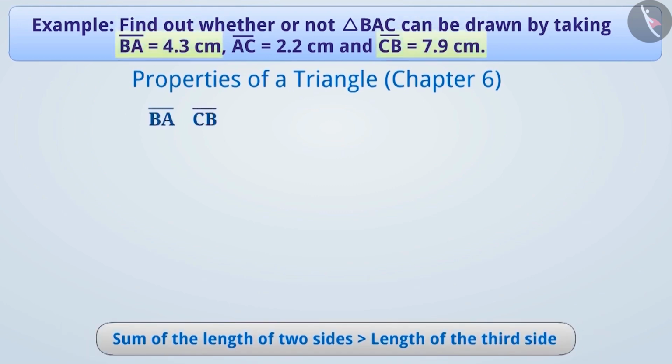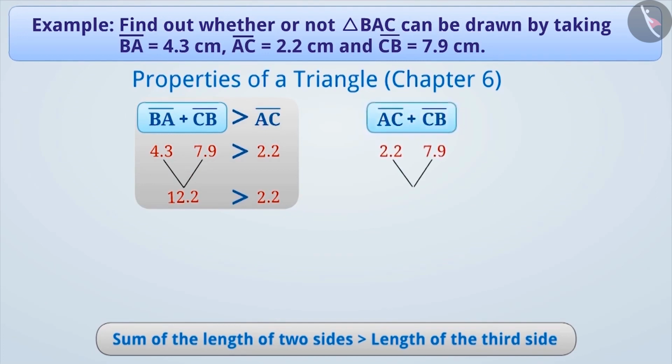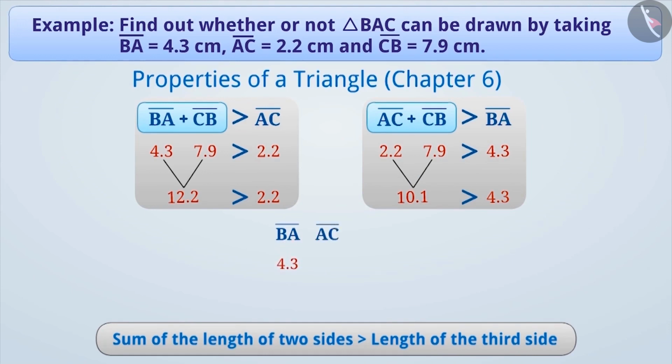Here, the sum of the lengths of the sides BA and CB is 12.2 cm, which is more than the length of the side AC. Also, the sum of the lengths of the side AC and the side CB is 10.1 cm, which is more than the length of the side BA. But the length of the side BA is 4.3 cm and the length of the side AC is 2.2 cm. The sum of their lengths is 6.5 cm, which is smaller than the length of the side CB.